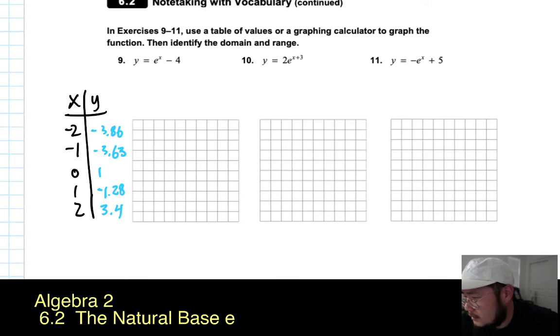Don't know why it's doing that. I'll go ahead and draw an axis.